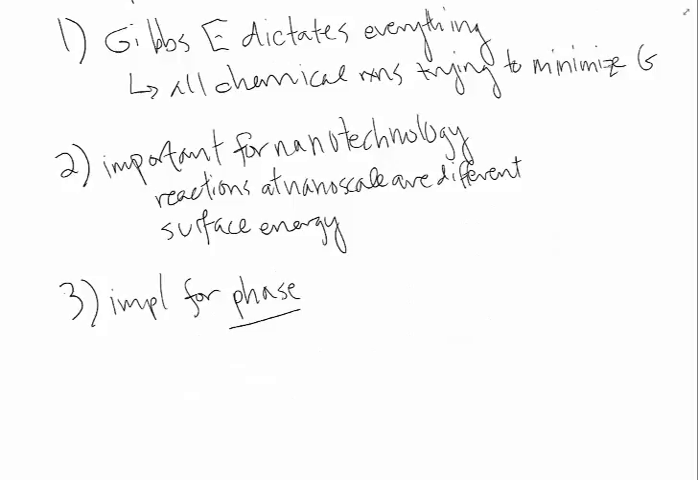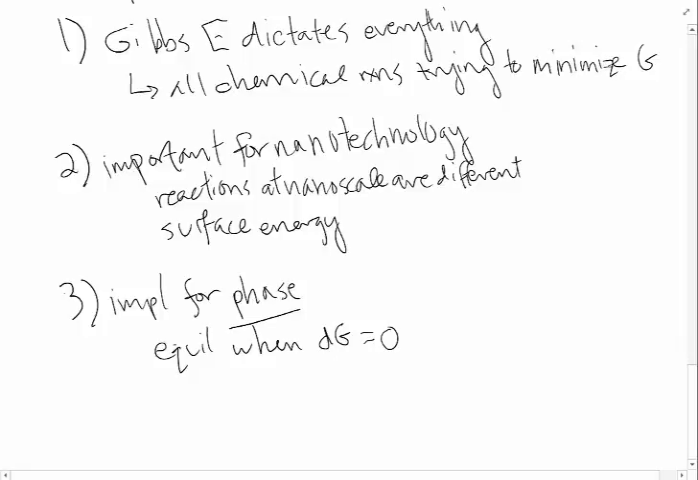All right, third reason that this is important. It's important for understanding phase equilibrium. When do things stop forming liquids and start forming vapors? When do things go from the solid to the vapor phase and sublimate? How do phase transitions occur and why do they occur? Well, equilibrium occurs when the change in Gibbs energy associated with a reaction or with an occurrence is equal to 0.